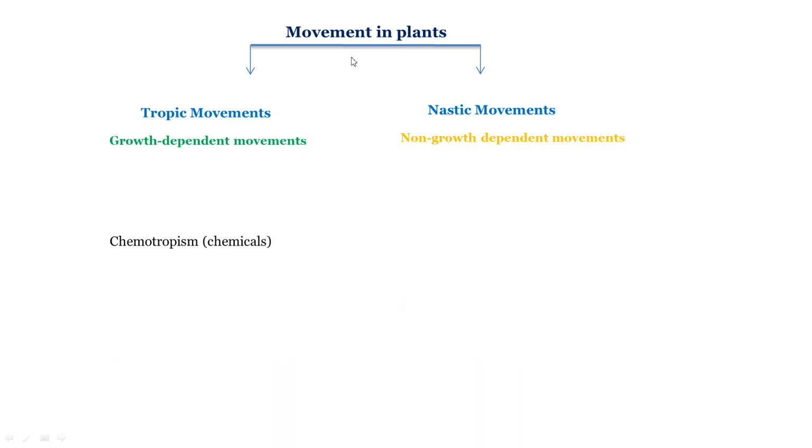Plants also show various movements like trophic movement, which are growth dependent movement. These type of movements are associated with growth. And another type of movement is the nastic movement. They are known as non-growth dependent movement or growth independent movements. So now first let us see the movements which are growth dependent.